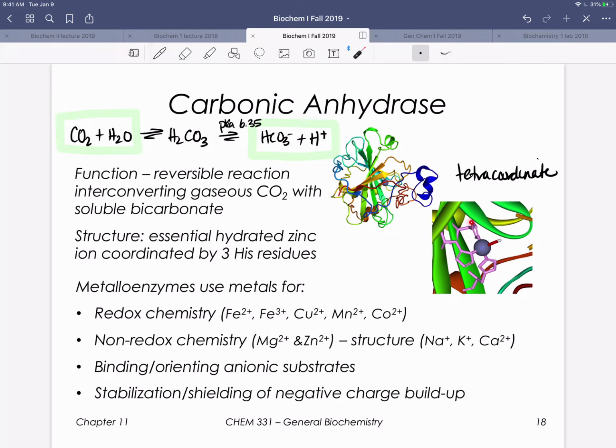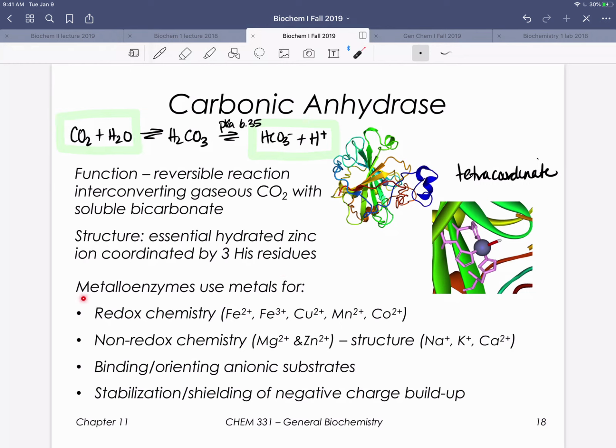3 of those 4 things are catalytically essential histidine residues. The 4th thing is again a water, and by binding to that metal, it really is effectively a hydroxide. Just a little bit more detail about other ways that metals can be used in enzymes.